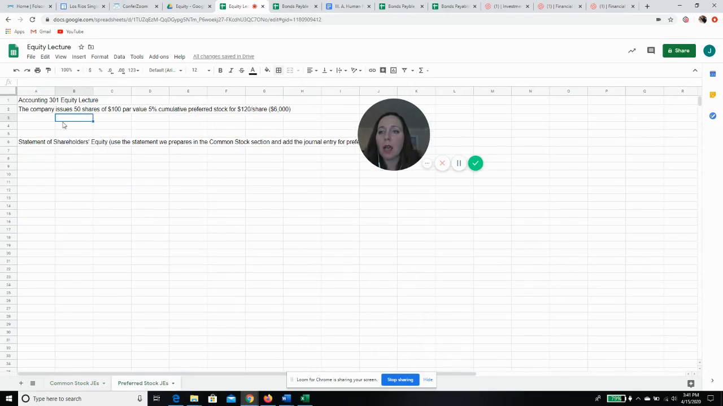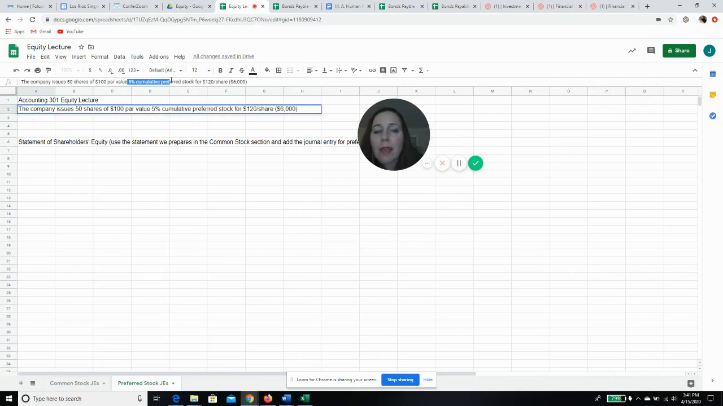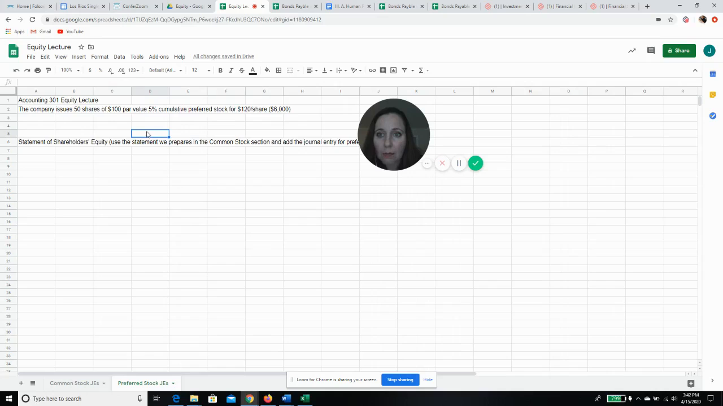So preferred stock is going to be very similar, except the verbiage will be a little different. So we're going to issue 50 shares of $100 par value, 5% cumulative preferred stock. This 5% cumulative, that is related to dividends. You don't need it when you're doing your journal entry when you issue the stock, okay? So when you issue stock and you're doing the journal entry, ignore the percentage and the cumulative or non-cumulative because it doesn't matter for the issuance of the stock, okay?